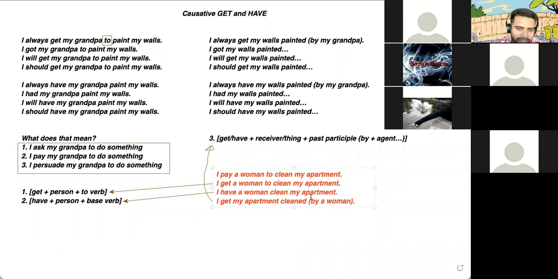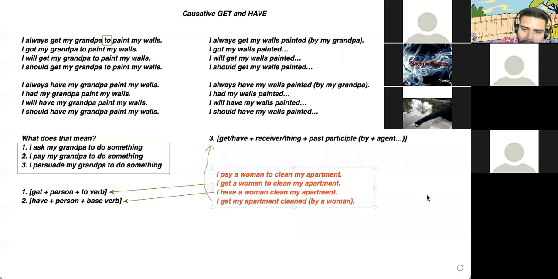Now, it would be kind of ridiculous for me to say by a woman because I'm saying a woman. I'm not even mentioning her name or anything. It can be this woman, that woman, any woman. But if I said her name, then it would be better. I don't know, by Yolanda, by Blanca, by Graciela. If I say her name, then yes, it would be nice to mention her name. But I'm going to mention by a woman just so you can see the structure. All right, so this is the causative get and have.